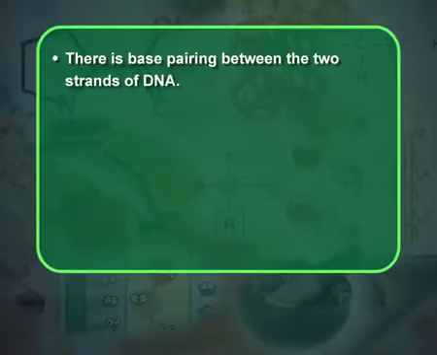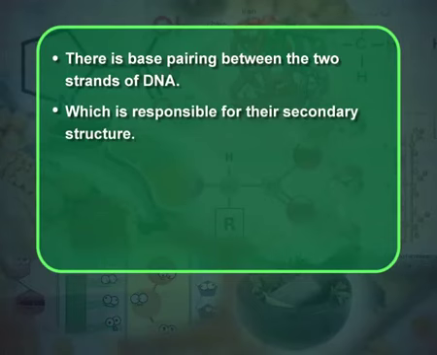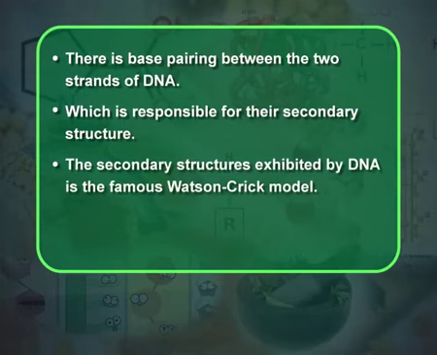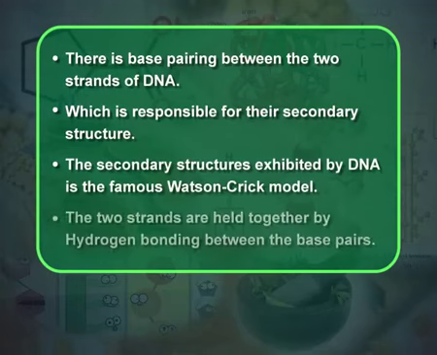Now, what do you understand by complementarity? There is actually a base pairing between the 2 strands of DNA, which is responsible for their secondary structure. Now, the secondary structure which is exhibited by DNA is the famous Watson and Crick model. In this model, the 2 strands are held together by hydrogen bonds in between the base pairs. Now, the question arises, which 2 bases will pair with each other?